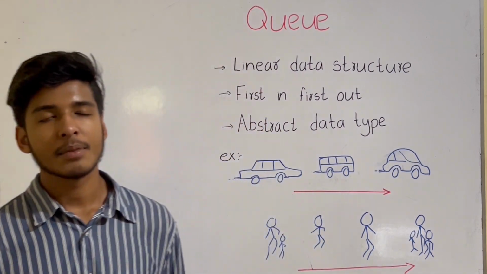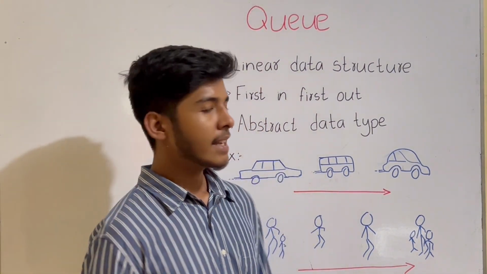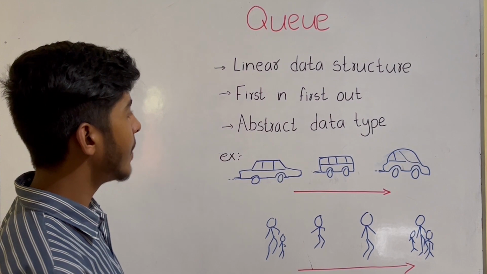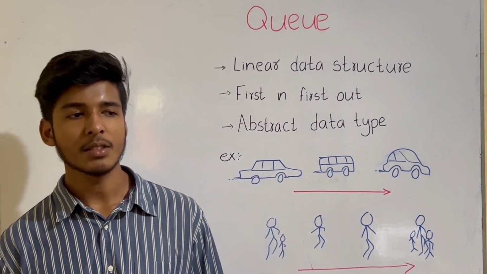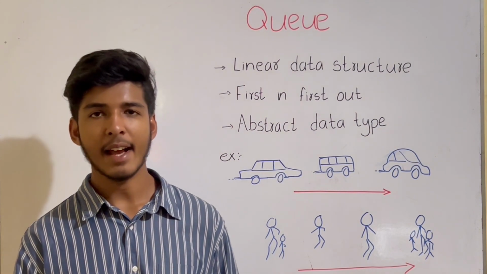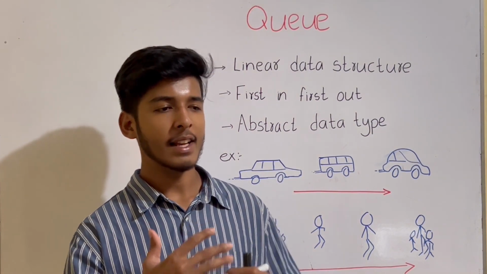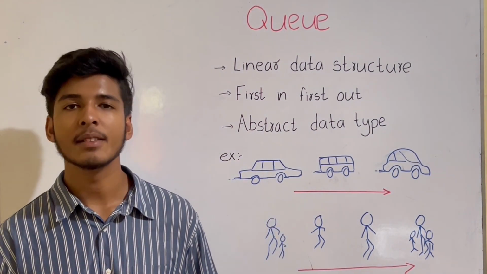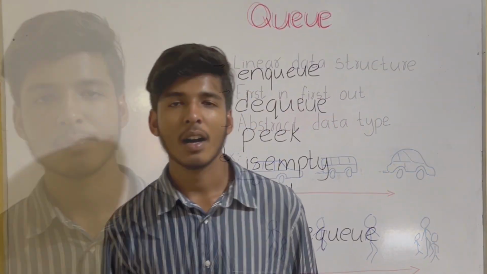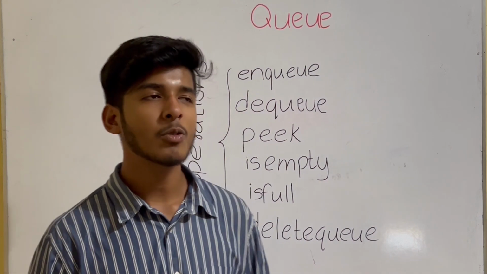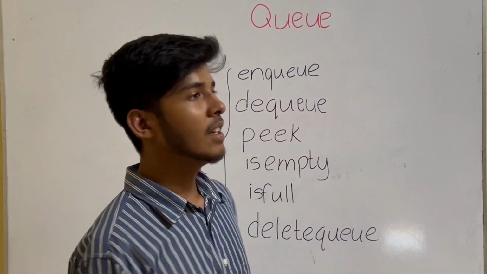Abstract data type. A queue is an abstract data type with a bounded capacity. A queue is a simple data structure that allows adding and removing elements in a particular order. The order is first in, first out. I think you got some idea about queue data structures.